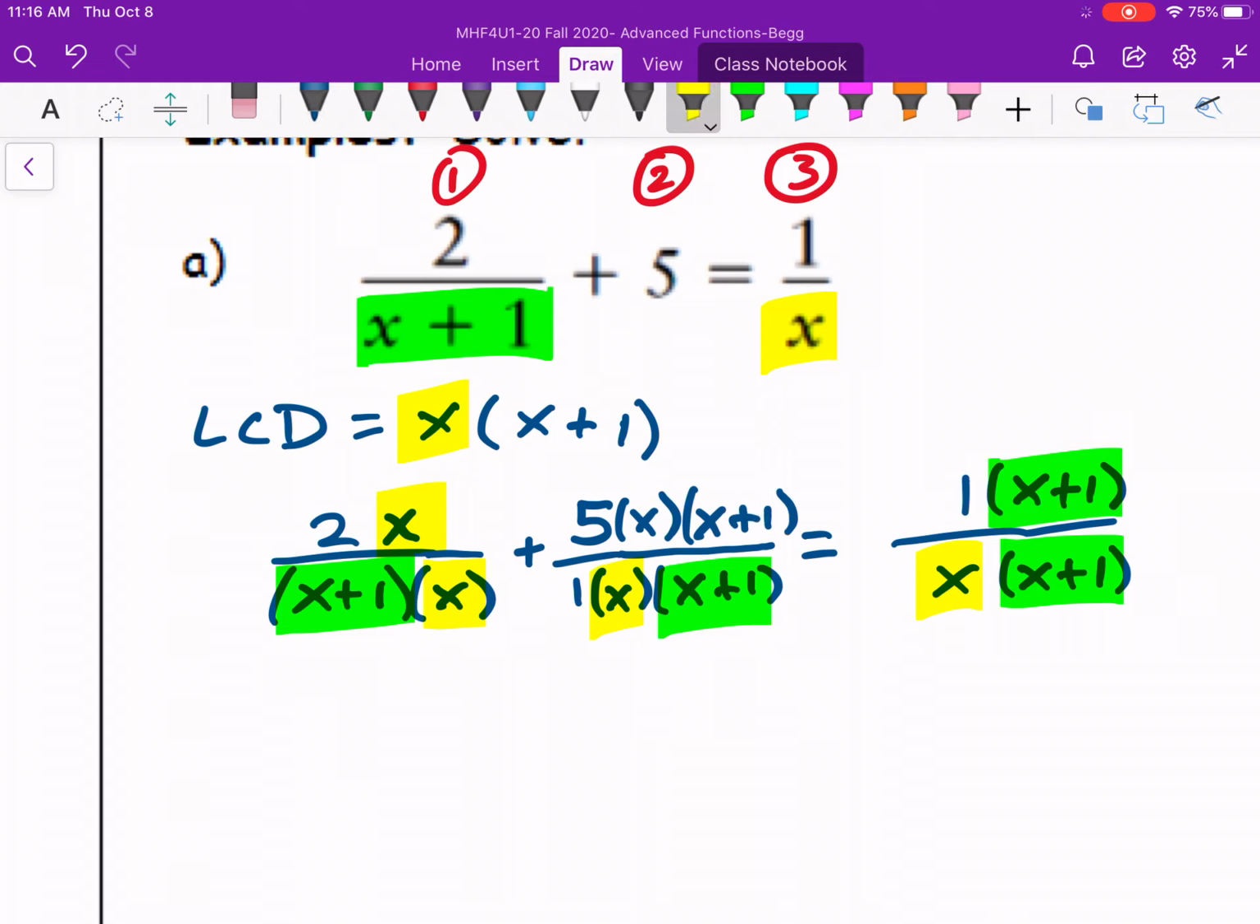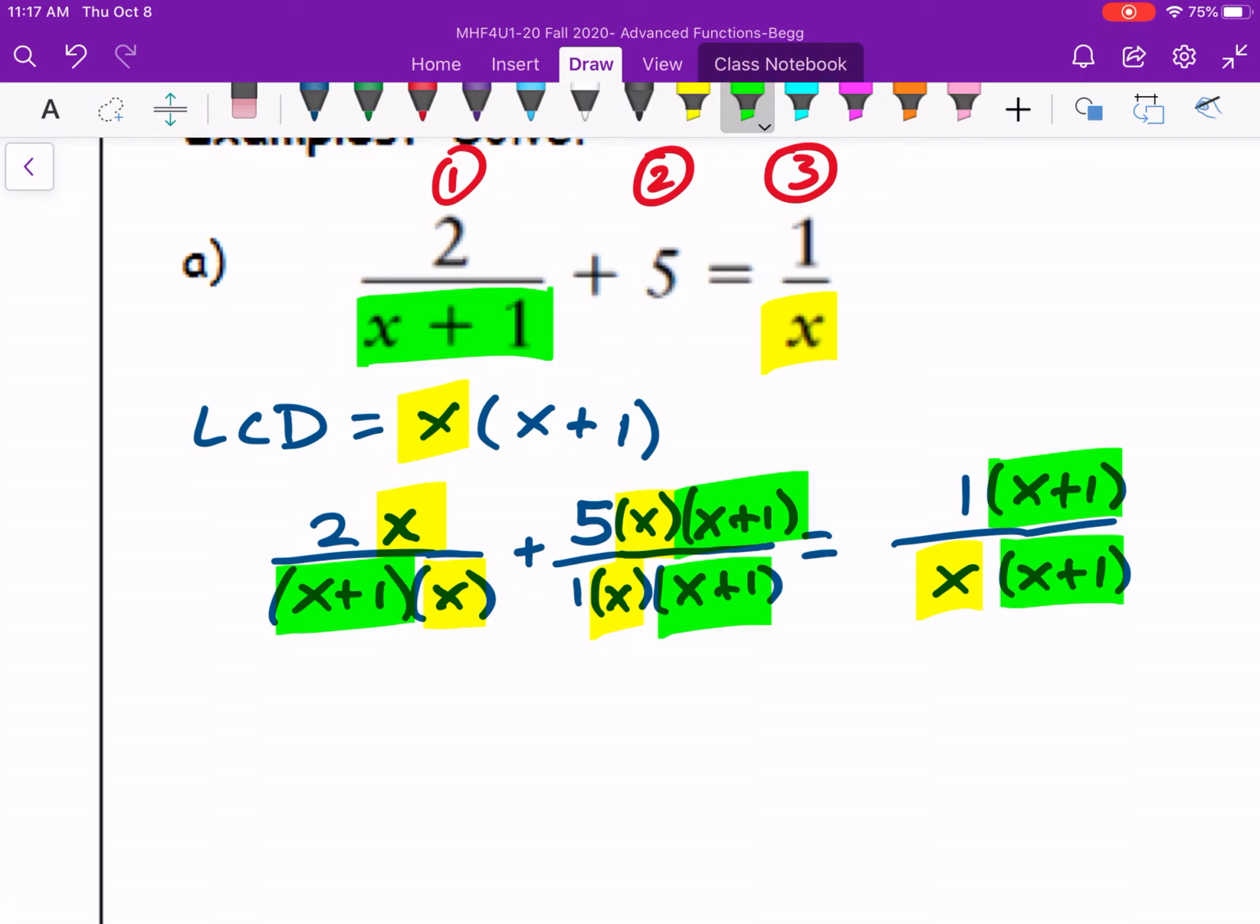So that's the first thing we have to do. Now I've got them all with common denominators. I know that the factors in each denominator are not necessarily in the same order, but they're equivalent. It doesn't matter what order I multiply things in. X plus 1 times x is the same as x times x plus 1. So we have a common denominator for all of them.